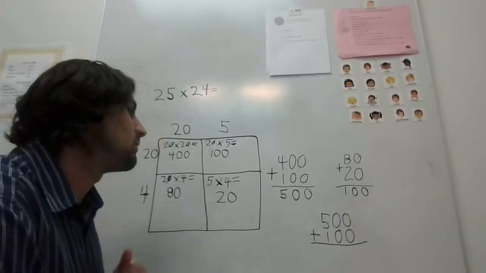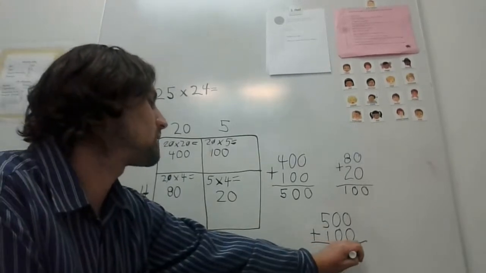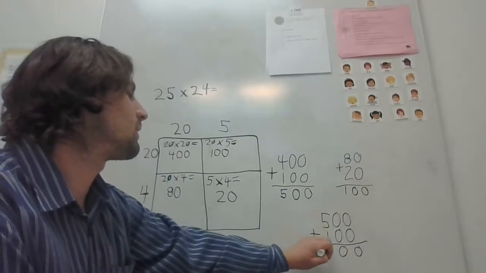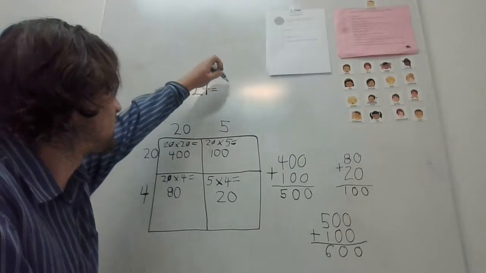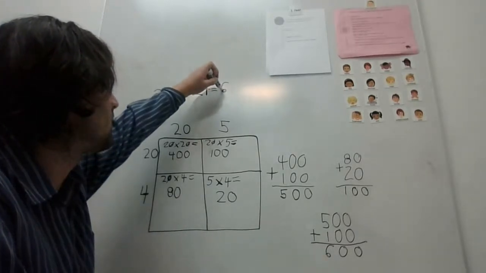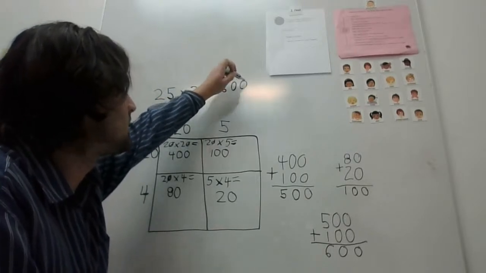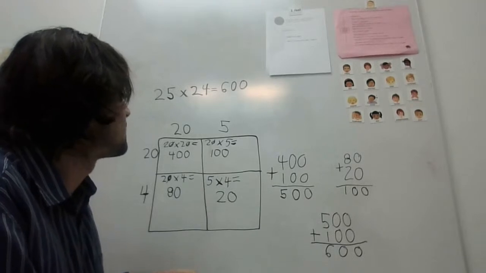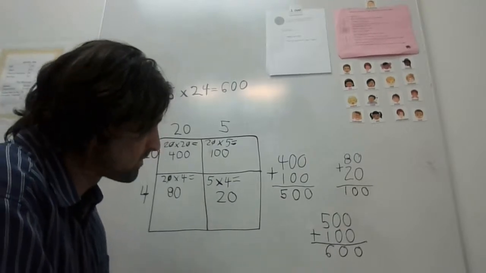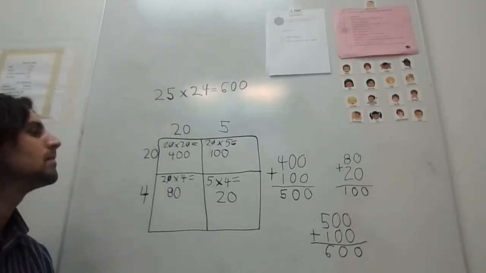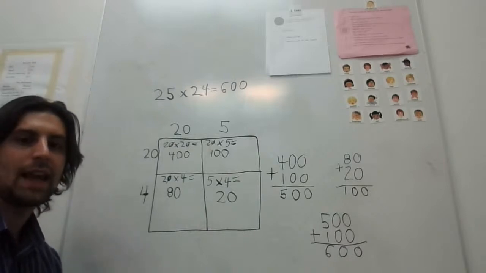So now I'm going to go through, do the final step. 0 plus 0 is 0. 0 plus 0 is also 0. 5 plus 1 equals 6. And we have our answer. 25 times 24 equals 600. And that is our problem for today.